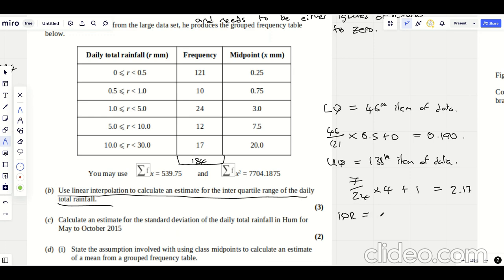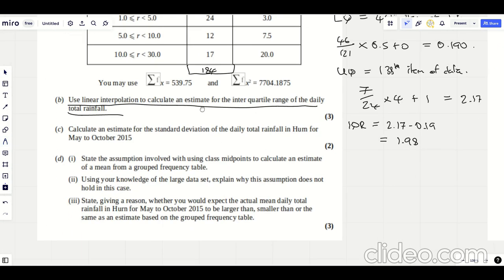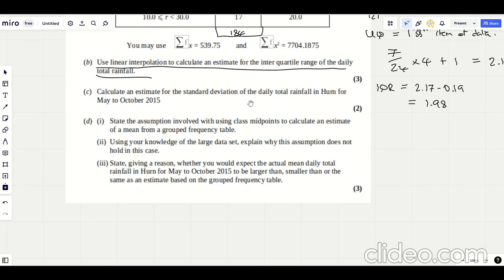IQR equals 2.17 minus 0.19. And that is, I think it comes to 1.98 if you round it carefully. Yeah. You're probably better off using the exact values here. I've rounded them. This one was like 2.1666. But yeah, I think finally, if you work with exact values, you should get an answer which is rounding to 1.98.